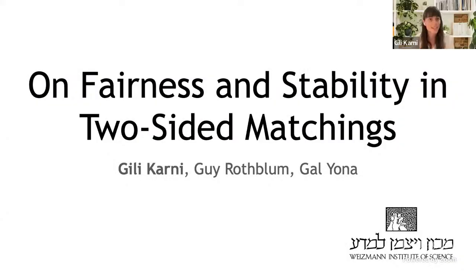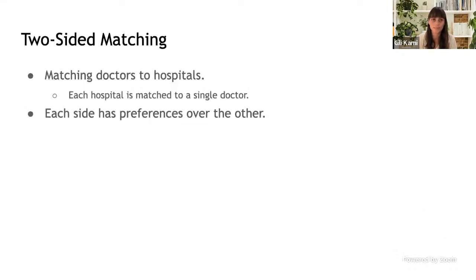Hi, my name is Gili Karni, and I will present the work on fairness and stability in two-sided matchings. This is joint work with Guy Rothblum and Yona from the Weizmann Institute. Our work focuses on the setting of two-sided matchings proposed by Gale and Shapley. The objective is to find a full matching between two sets of the same size.